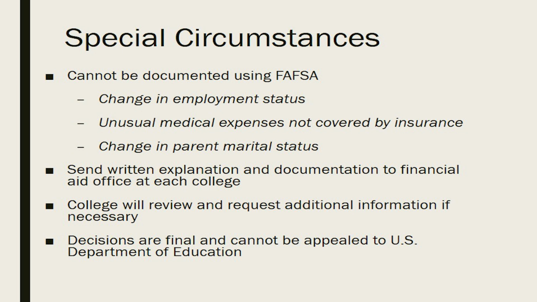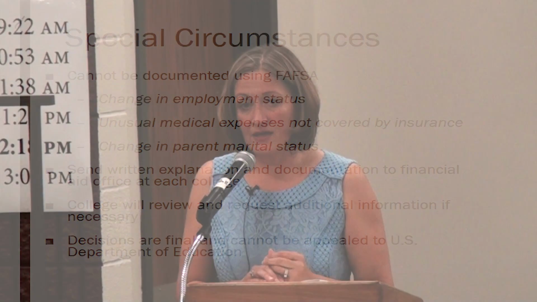Okay, so there are special circumstances for students who get their award letters and maybe they can't necessarily afford to go to school. The reasons can be varied, but if there was a change in employment status, if there are unusual medical expenses not covered by insurance, or there's a change in marital status after the FAFSA was completed, then those are all things that you can share with the school, and they'll be able to help you perhaps get a professional judgment, and that may actually open up some more money for the student.